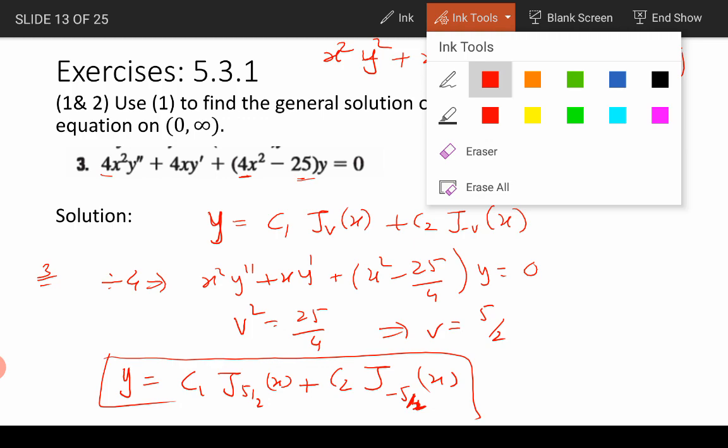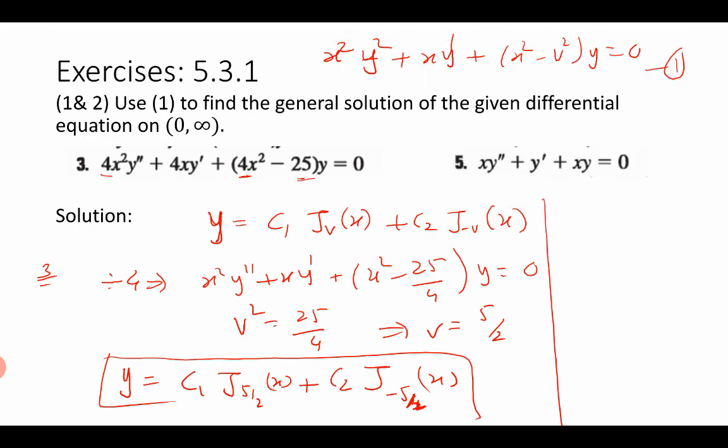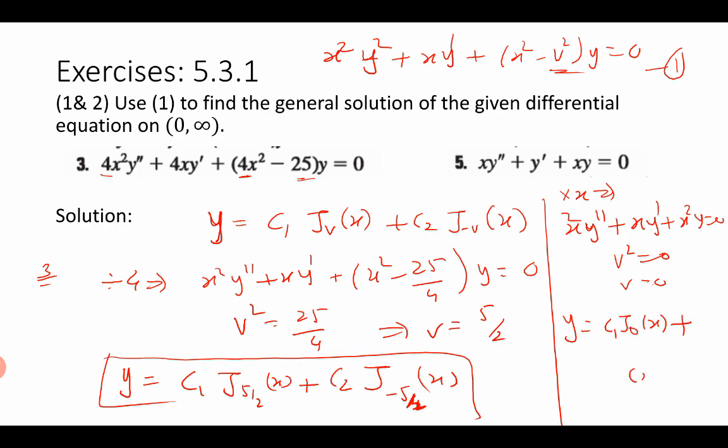Problem number 5. I don't want to erase everything, just to find. We have the same x square. We need to multiply by x. Multiply by x. What do you get? x square y double dash plus x y dash plus x square y is 0. So v square is 0. v is also 0. So the solution y is c1 into J0 of x plus c2 into Y0 of x.